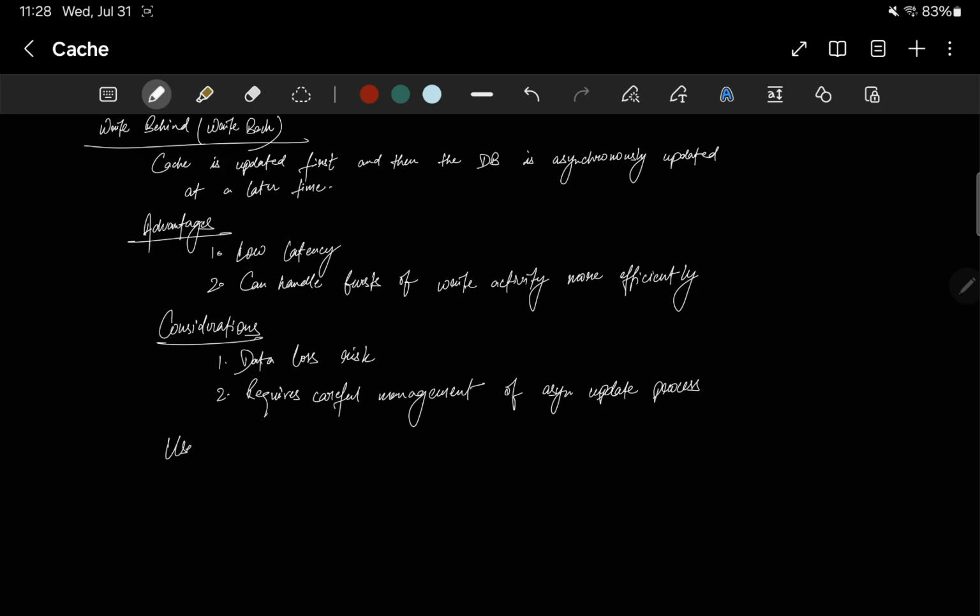And if we talk about use cases, suitable for scenarios where low write latency is crucial and occasional data loss is acceptable, such as caching in web applications. So if we have to cache web applications, we don't care about database. So here write back policy is the best. Okay. Now let's talk about another cache writing policy, which is write around policy.